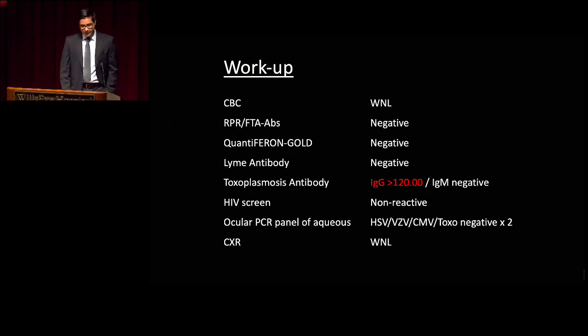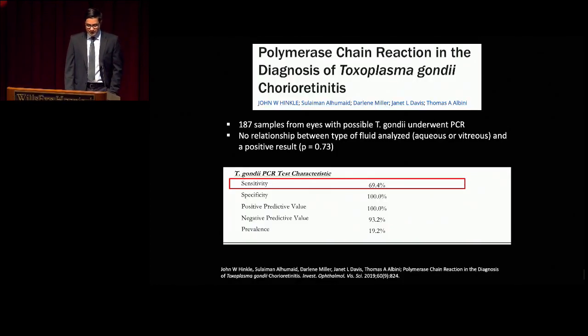So his workup came back positive for toxo IgG. He was IgM negative. His PCR panel, however, was negative, and concern was high enough for toxo that he was tapped a second time on follow-up, and PCR was negative twice. This is an analysis looking at 187 samples from eyes with suspected toxo, and it found that the sensitivity of PCR of intraocular fluid was only 69.4%, and the negative predictive value was 93.2%, suggesting that a negative PCR alone is not enough to rule out ocular toxoplasmosis.